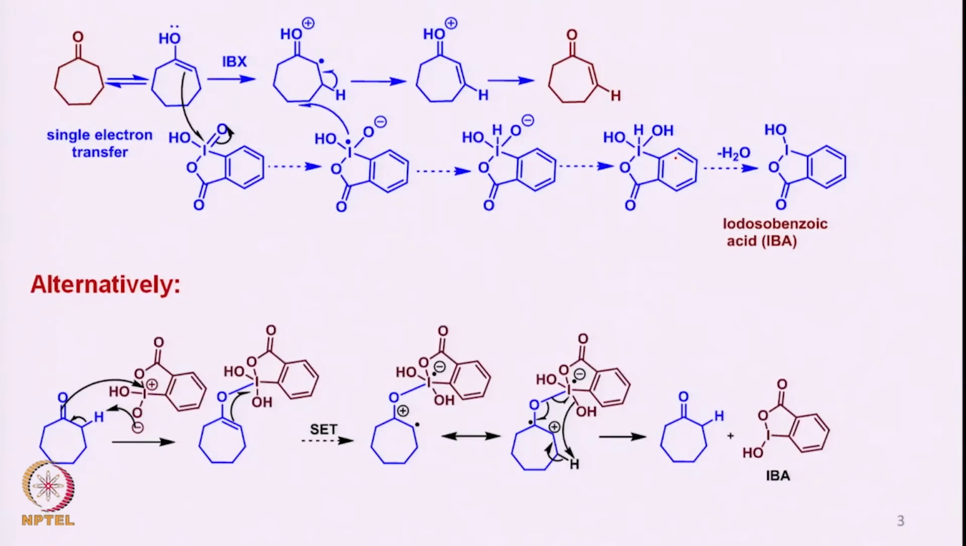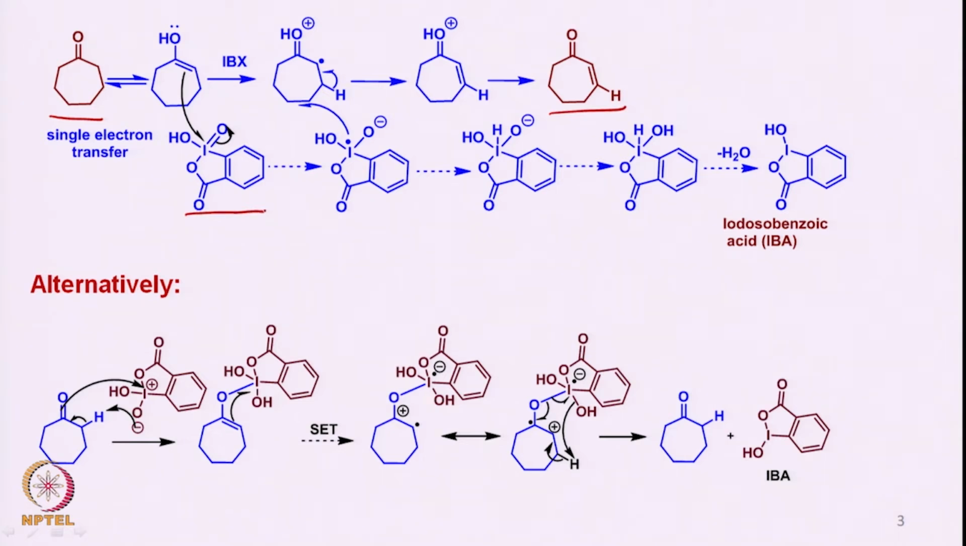Now, before I start on the silver carbonate celite oxidation, I also want to briefly mention something that we discussed last time, that is conversion of a ketone into an enone using IBX. So, this is the IBX that we used.